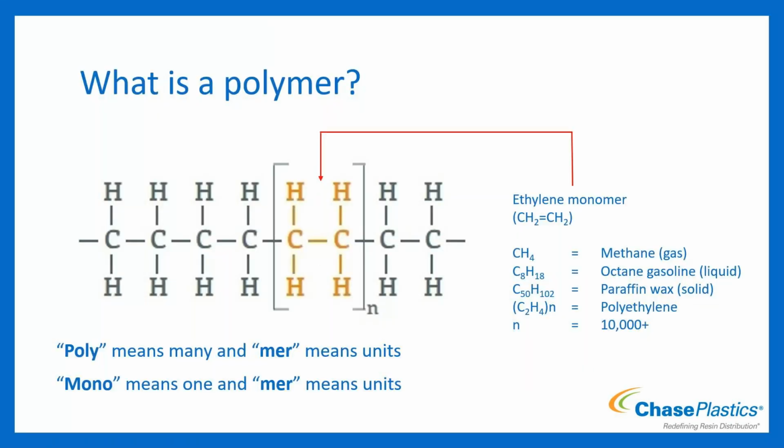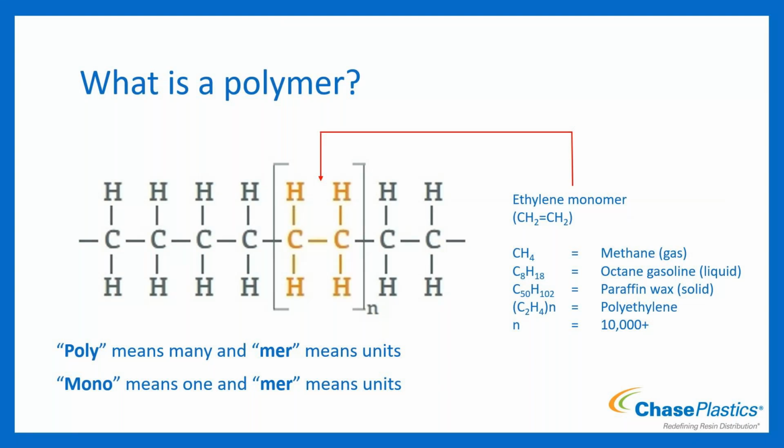Okay, so what is a polymer? The term poly means many. If you have a polygon, it's got many sides. So many is for polymer, and then mer means units. So the complete definition is that it has many units.